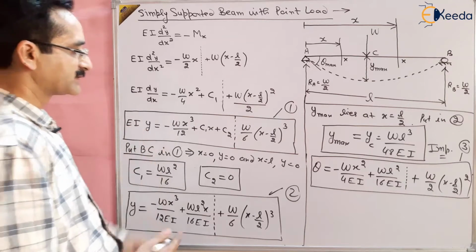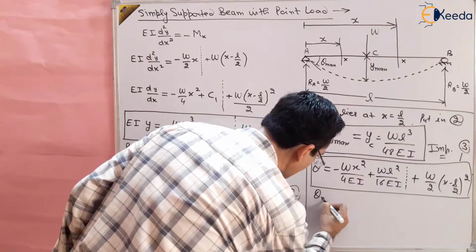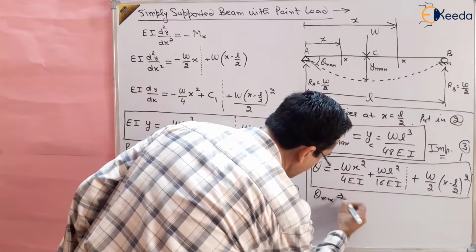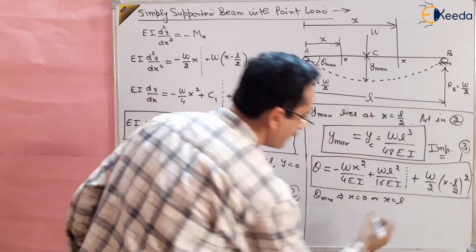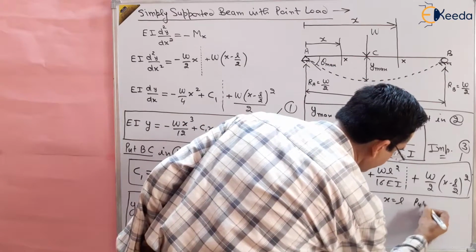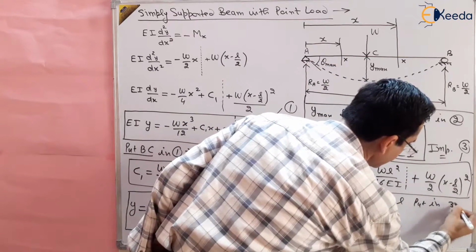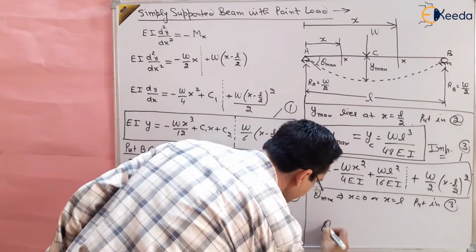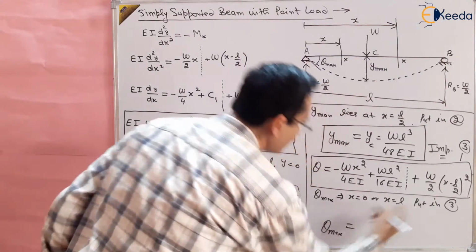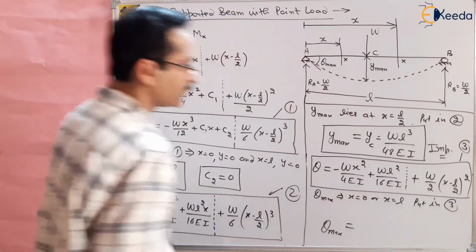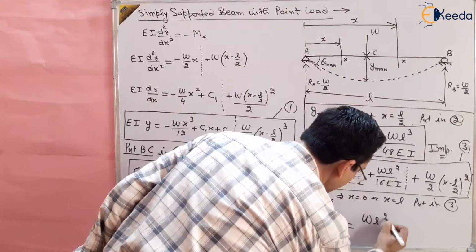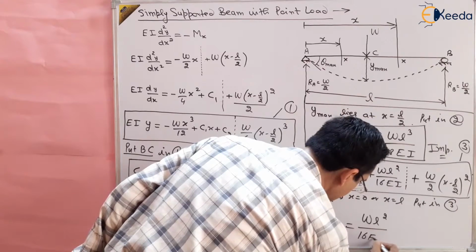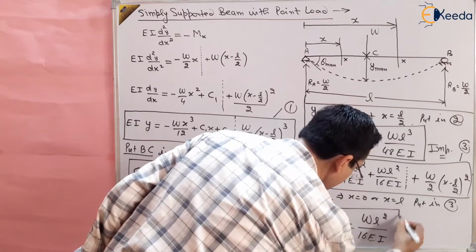Now theta max lies at x equal to 0 or x equal to L. Put in the third equation, you will get theta max when you put the value of x as 0 or L, right? So that will be W L square by 16 EI. So this is the value of theta max.